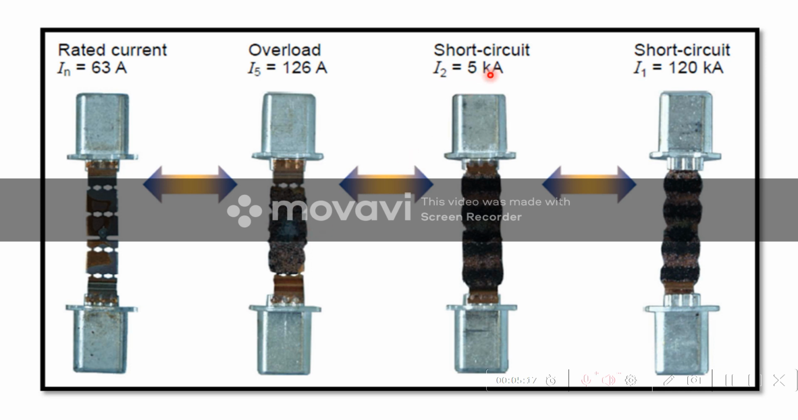For a short circuit fault of 5 kiloampere, almost all the links and joints are melted. And for a severe fault short circuit current, the complete thing is melted and the fuse blows out, and it saves the downstream switchgears and cables.